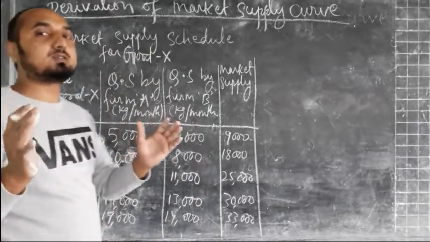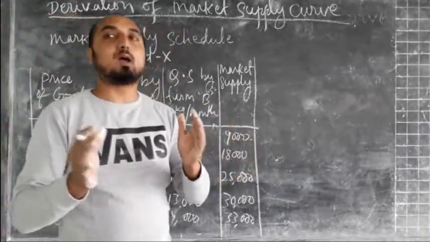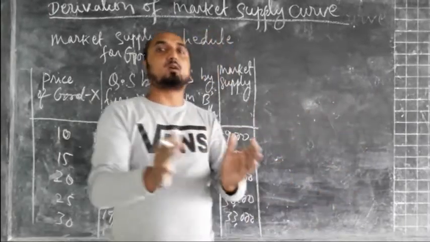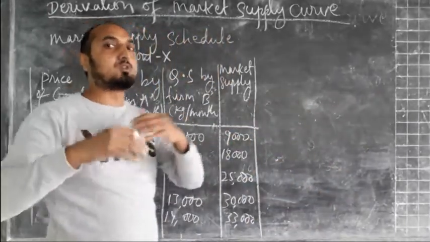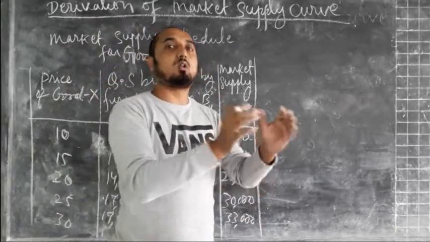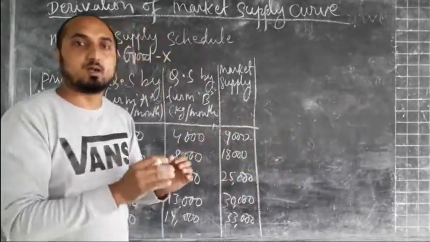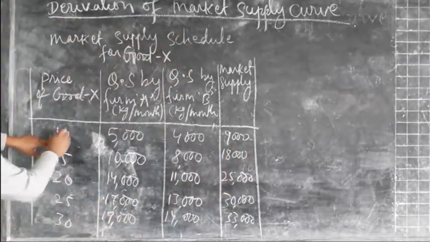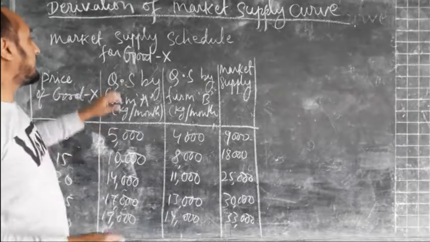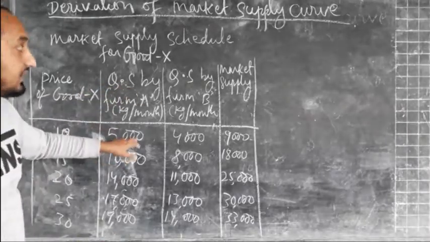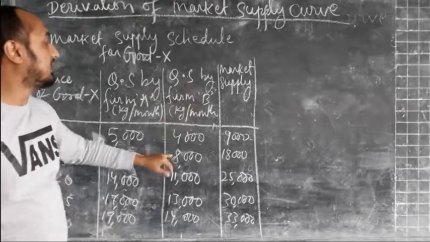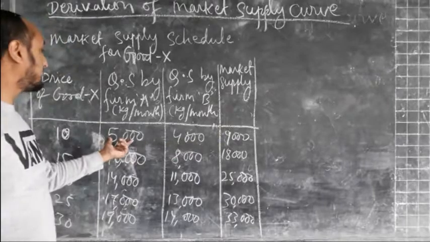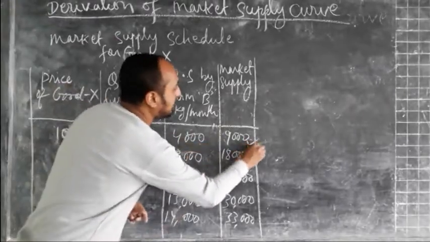Now in the case of the market supply curve, we have to add the quantity supplied by firm A and the quantity supplied by firm B, and on the basis of all this information, we have to plot the points and derive the market supply curve. So first we can see that when price is 10 rupees, the quantity supplied by firm A is 5,000 and the quantity supplied by firm B is 4,000 kg. So the total market supply, we have 5,000 plus 4,000, we are getting 9,000.